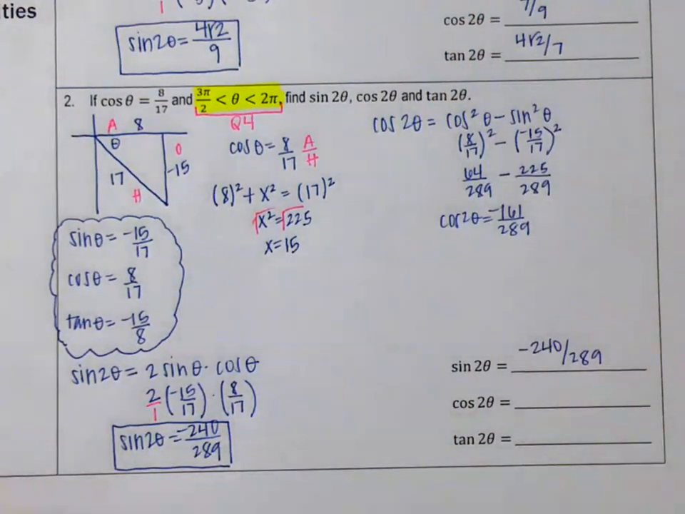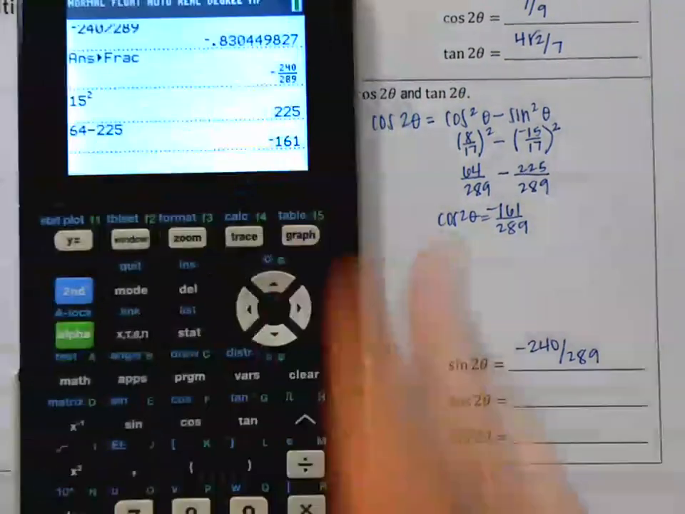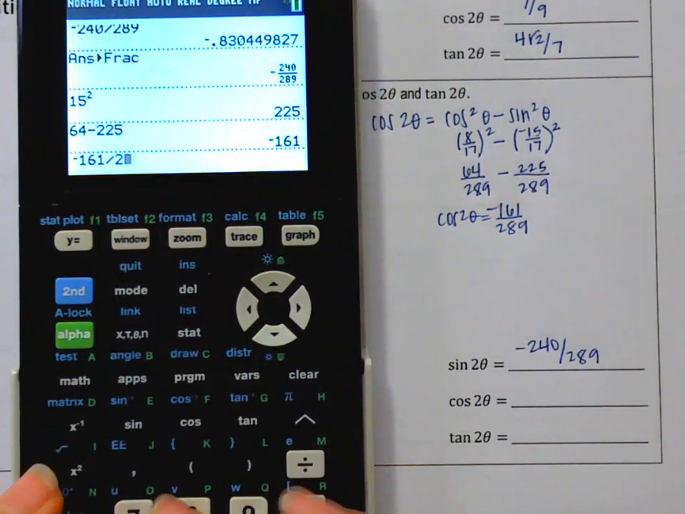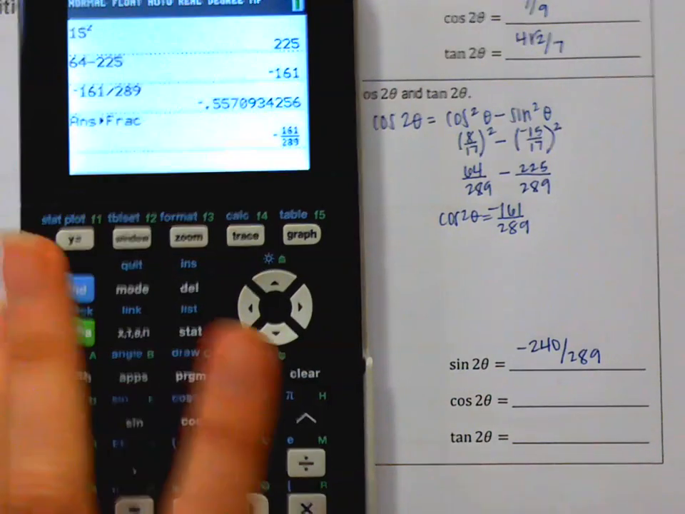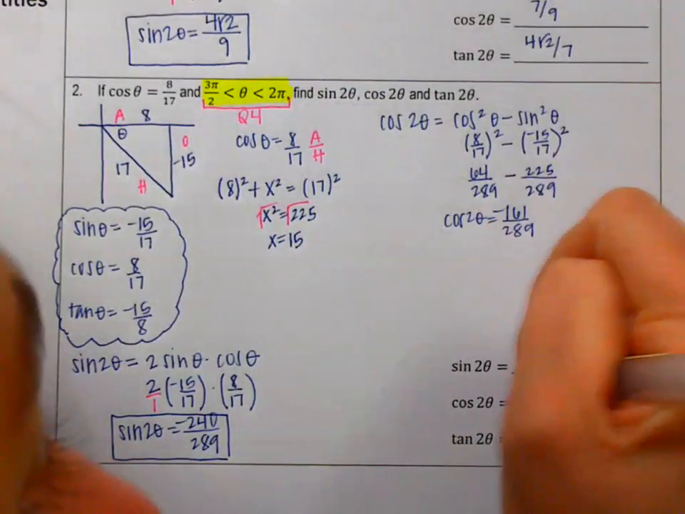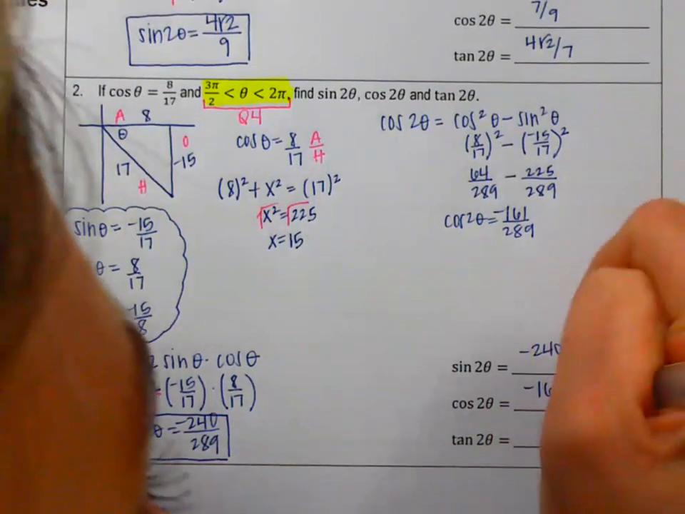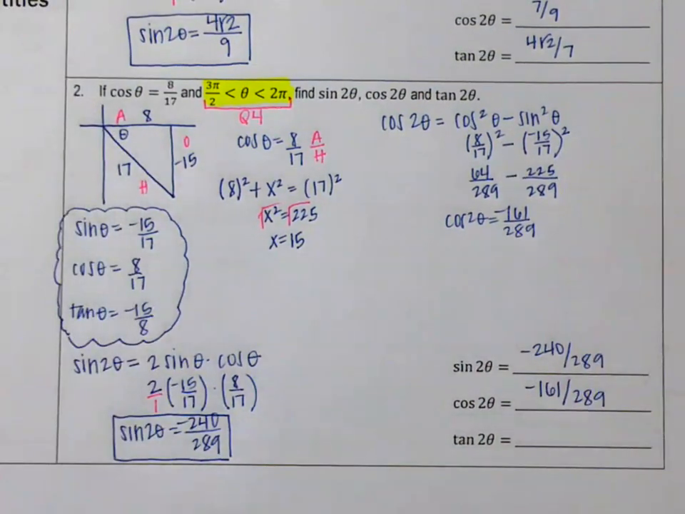Of course, check to make sure in your calculator, negative 161 over 289, does that reduce? And it doesn't. That's my final answer. Okay, and then the last one is going to be tangent of 2 theta.